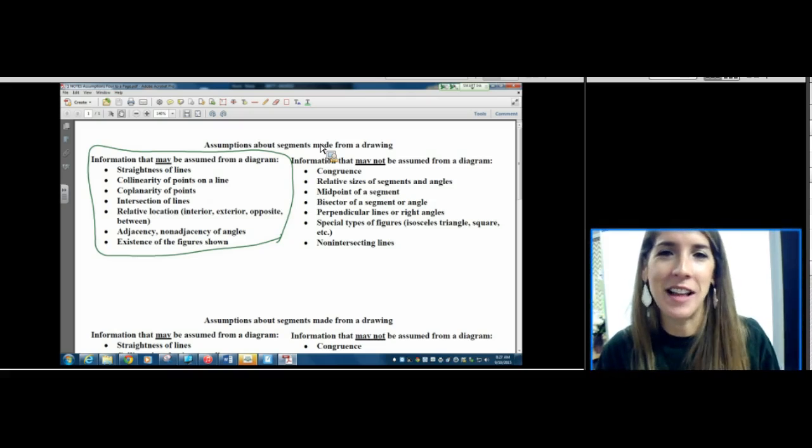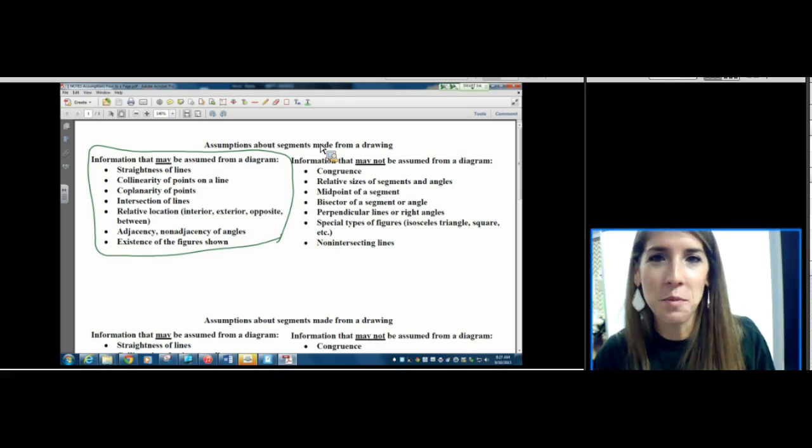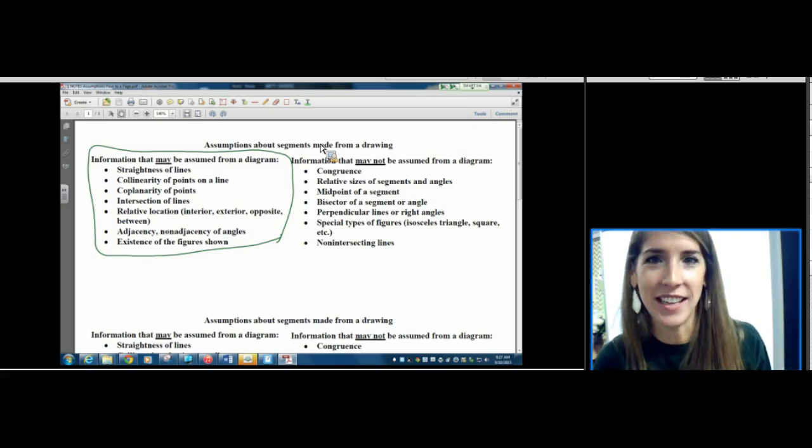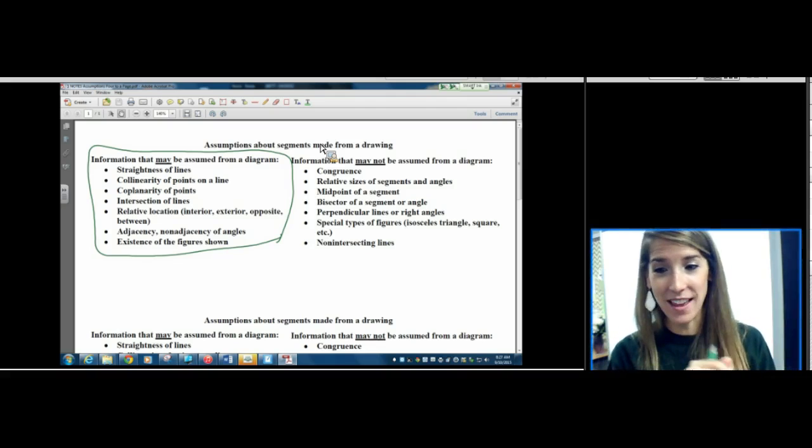My favorite one is the last one. You can assume that the figure exists. It's not a figment of your imagination. It's actually there in real life. That's deep thinking, isn't it?